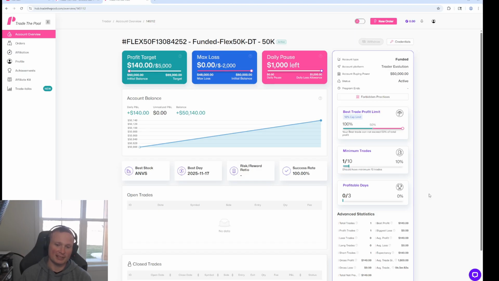But the way I did this is with the exact same strategy that I have used for years now. It is the intensity strategy using the intensity stopwatch scanner.